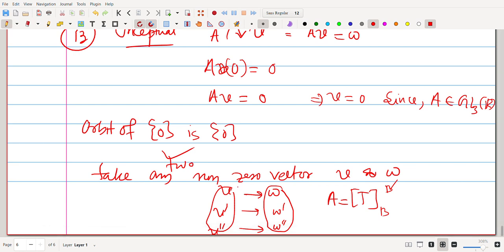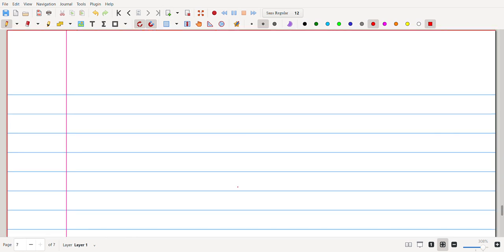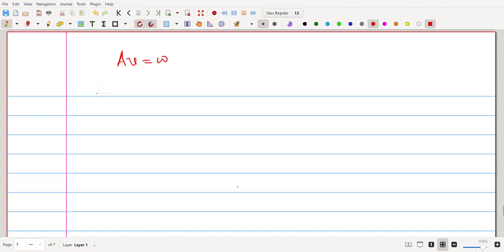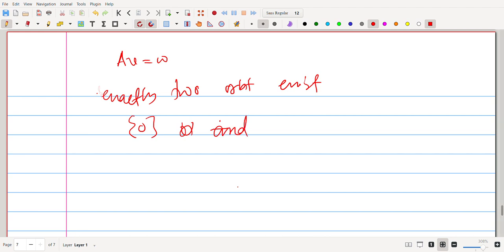So if you take any V and W, you can always construct a matrix A such that AV equals W. That means any two non-zero vectors are in the same orbit. That means exactly two orbits exist. Exactly two orbits. One is the singleton orbit 0 and another one is the set of all non-zero vectors. So exactly two orbits exist: singleton 0 and the set of all non-zero vectors.